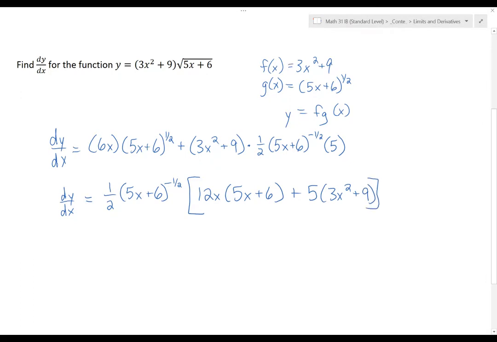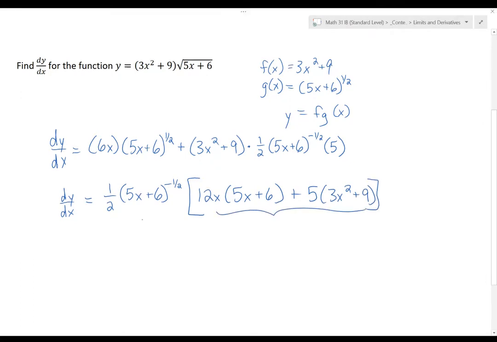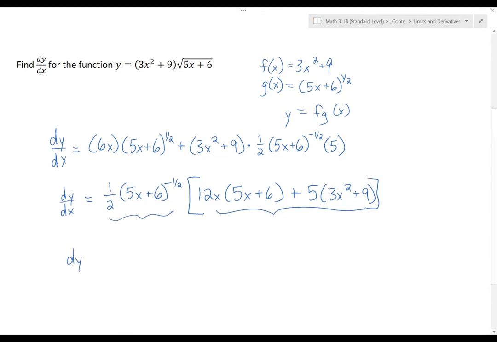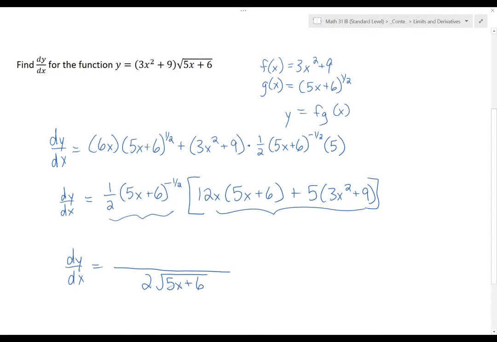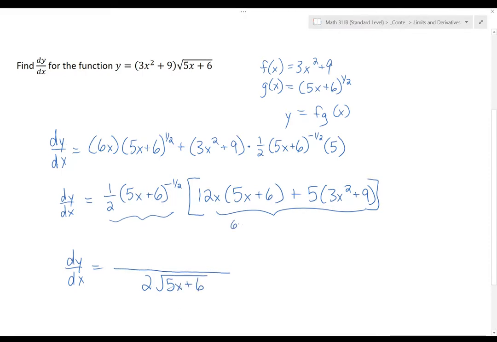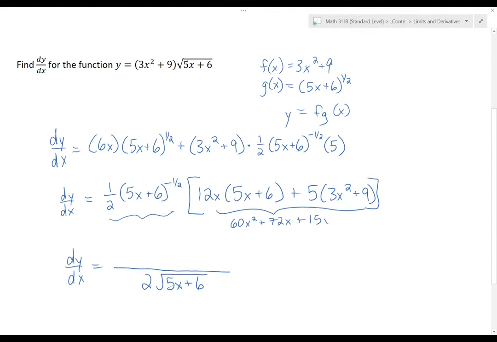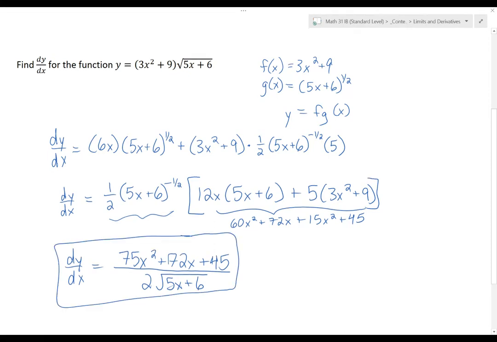Now I do want to tidy up what's in these brackets here, but I'm going to move the first two parts into the denominator. So dy dx equals, I'm going to have a denominator here of 2 times, at this point I can switch it back into a square root. You don't have to, you can leave it as a power if you like. And in the numerator I have 60x squared plus 72x plus 15x squared plus 45. So we have 75x squared plus 72x plus 45. And there we go. There's the derivative.